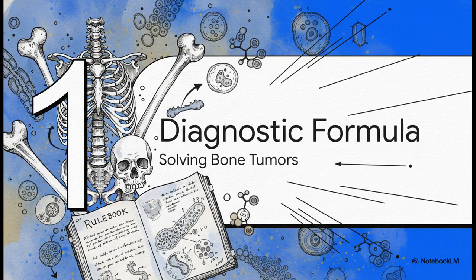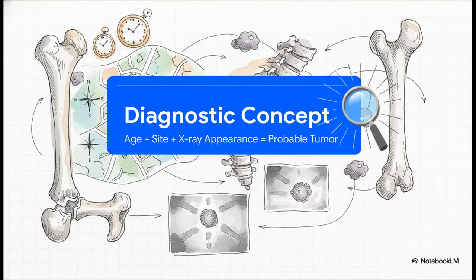Section 1, the diagnostic formula. So, here is the golden rule you absolutely need to memorize. It's a brilliant, simple formula. Age plus site plus X-ray appearance equals your probable bone tumor. You know, in orthopedics, you rarely fly blind. Just by knowing the patient's exact age and exactly where the tumor sits in the bone, you can almost always predict what you're dealing with before a biopsy is even done. It's kind of like having a cheat code.